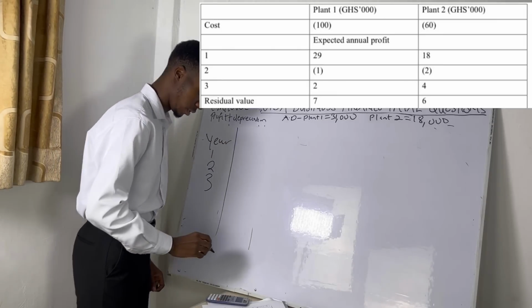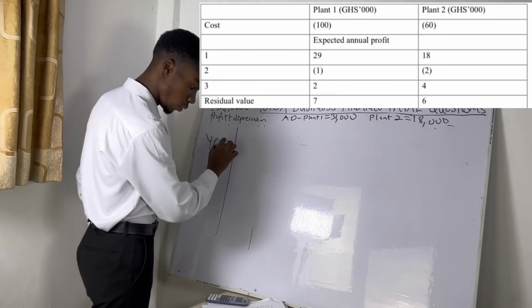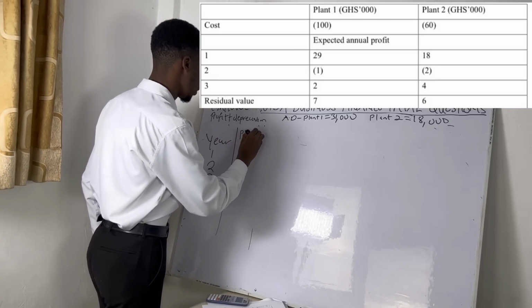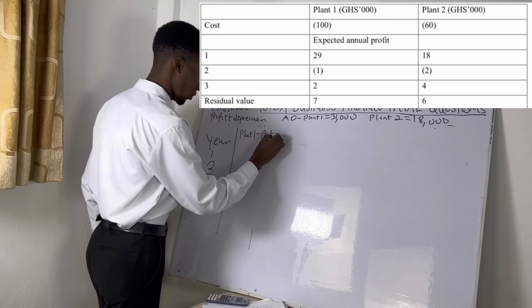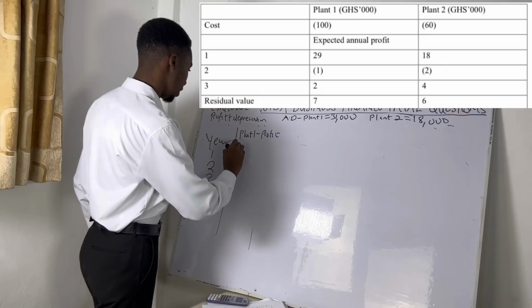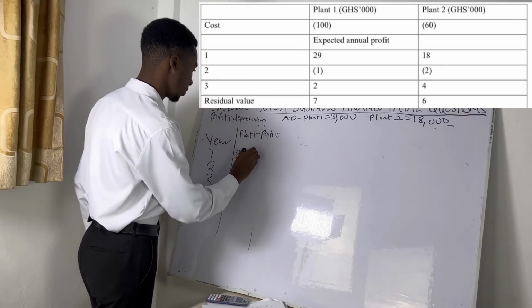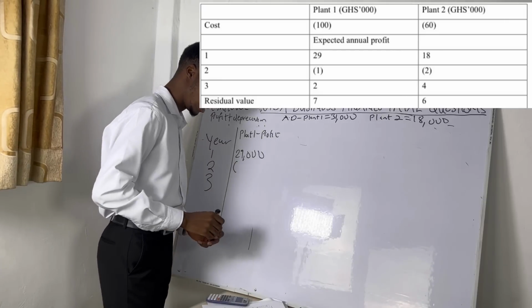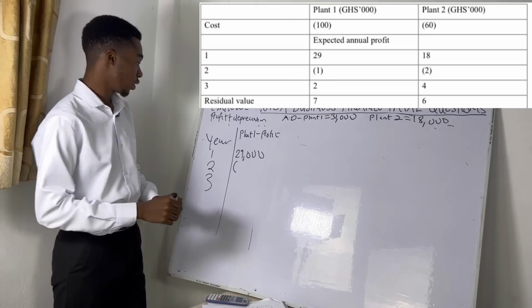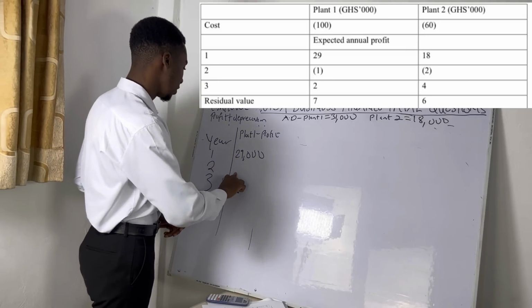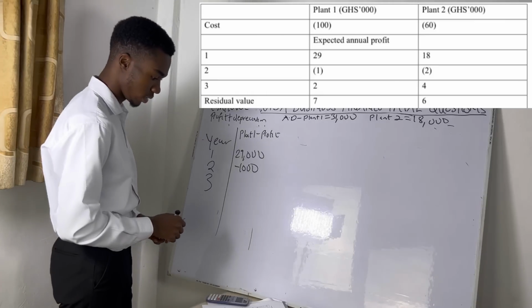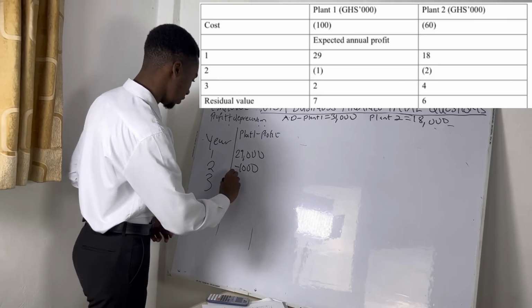Then we have our profits, which they've given to us. For plant 1, the profit for year 1 is 29,000. Then year 2 is 1 in brackets. Anytime you see anything in brackets, it means it's a loss. So that's negative 1,000, meaning that year you made a loss. Then year 3 is 2,000.